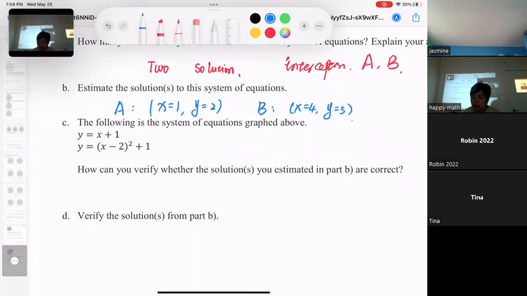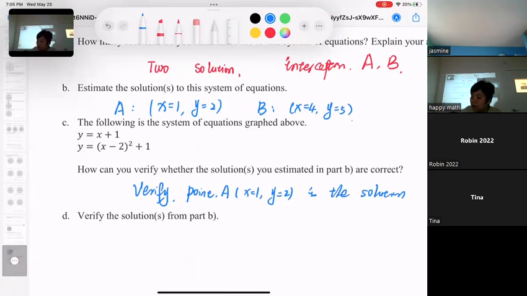So basically here, when you verify the solution you estimated, that means we have to figure out whether point A satisfies these 2 equations, right? Or maybe point B will also satisfy the system of equations, right? Do you agree with that? So basically you have to verify point A, which is x equals 1, y equals 2. That will be the solution of the equations, right? And the same for B. Do you agree with that?